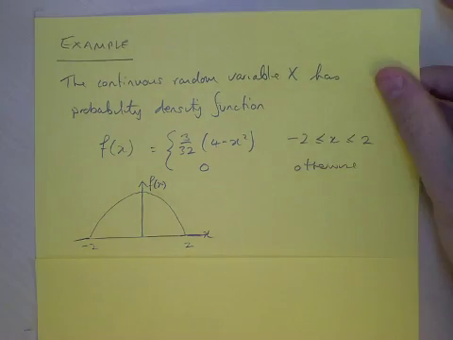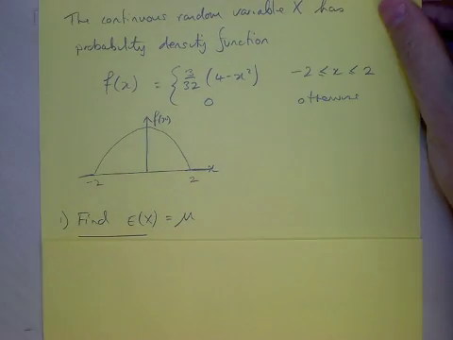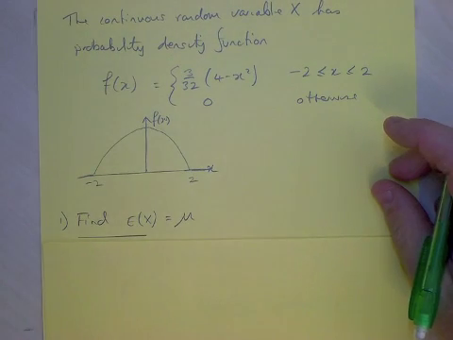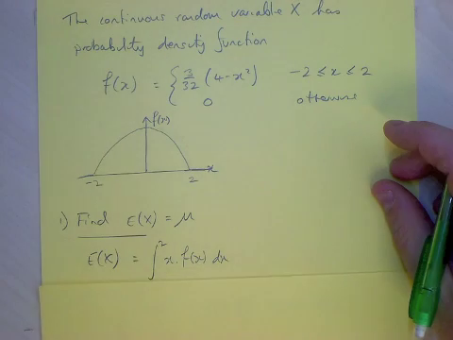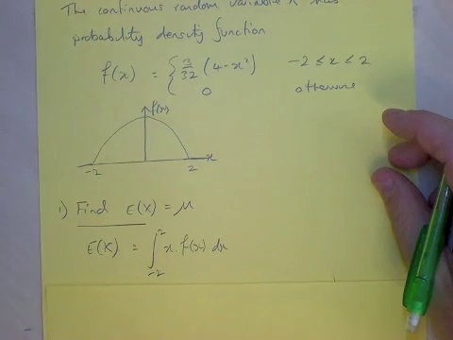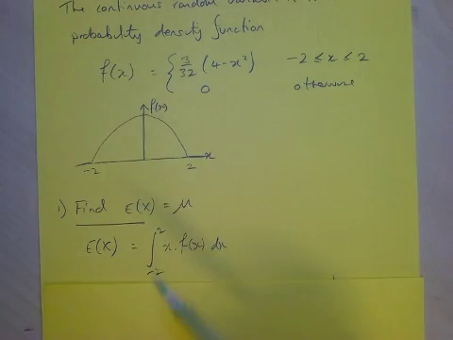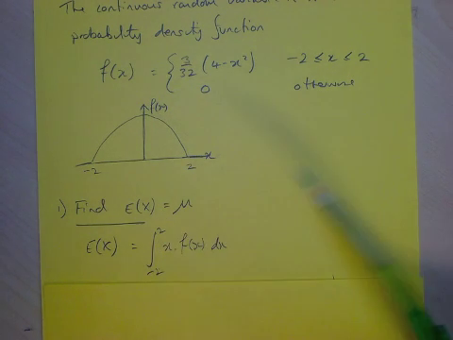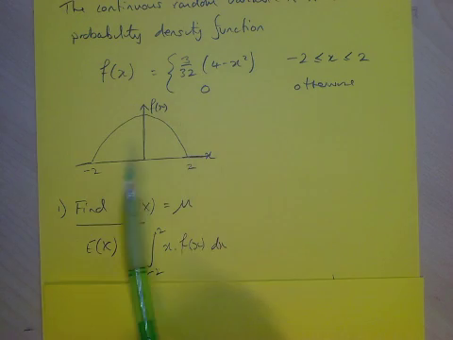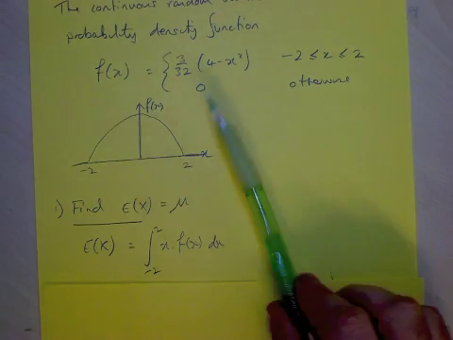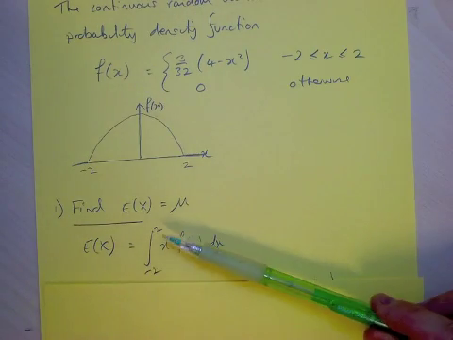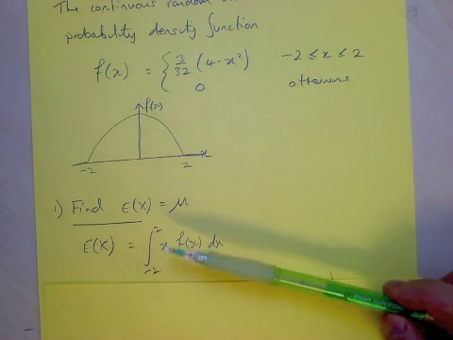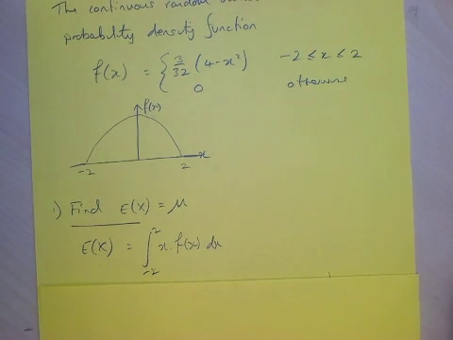If I go on to find the mean of this random variable, then I need to remember the formula. Remember that the formula had the limits of infinity to minus infinity. But because beyond 2 and beyond negative 2 this function is defined as 0, the limits in this case are between 2 and minus 2. This is always the bit that is doing something interesting.